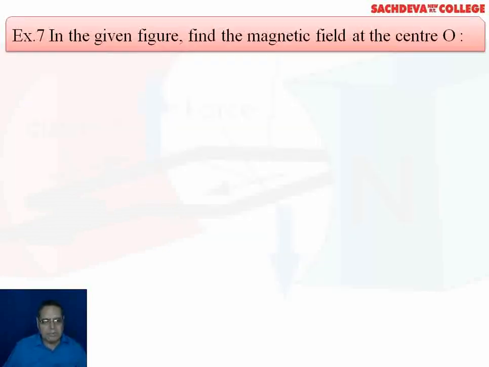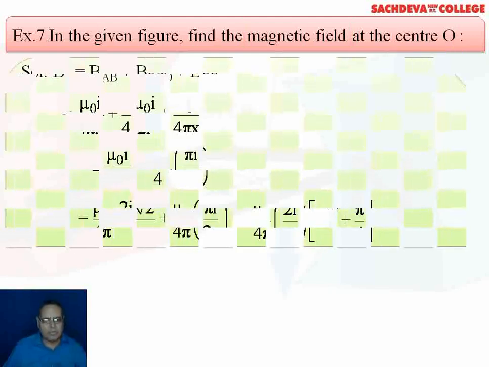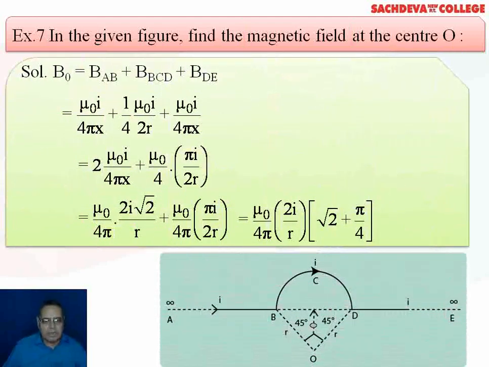Now, we come to example number 7. In the given figure, find the magnetic field at the center O. Again, look at the figure. BCD is carrying current, the direction of current is from B to D via C. A is a point at infinity, E is also a point at infinity. The current flowing in this straight system is I. And angles at O are shown as 45 degrees each, like OB and OD.